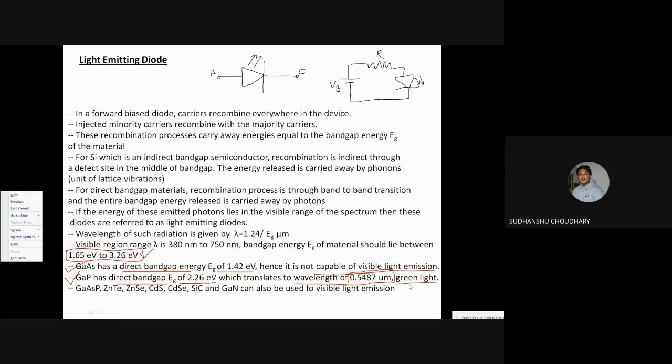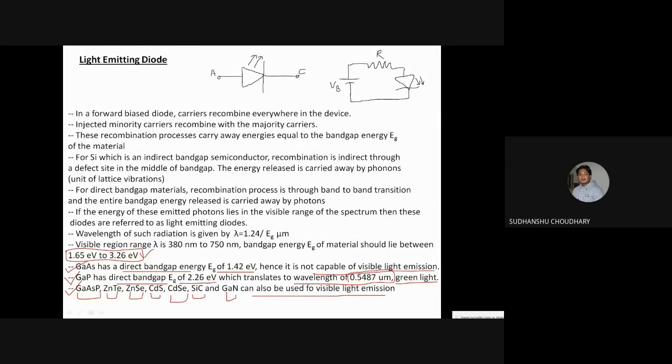Similarly, all light LEDs can be fabricated. For example, red or blue or yellow, any LED with any light combinations can be produced by selecting a proper band gap of the material. A few other popular materials which are used in LEDs are gallium arsenide phosphide, then zinc telluride, then a combination of zinc and selenium, and cadmium sulfide, cadmium and selenium, then silicon carbide, and also gallium nitride. So all these can be used to make LEDs which have visible light emission.